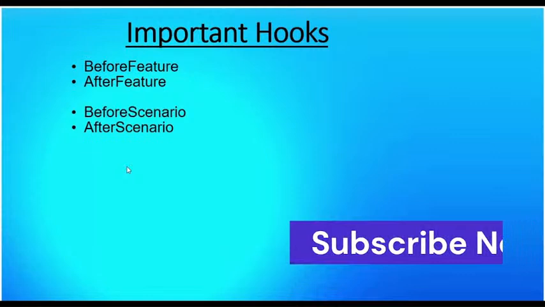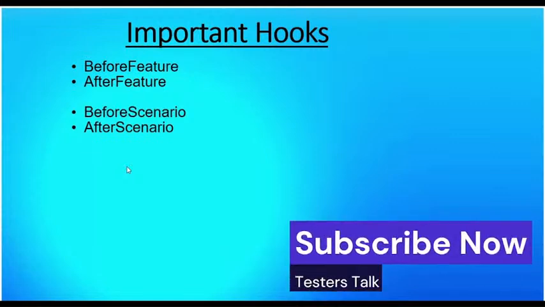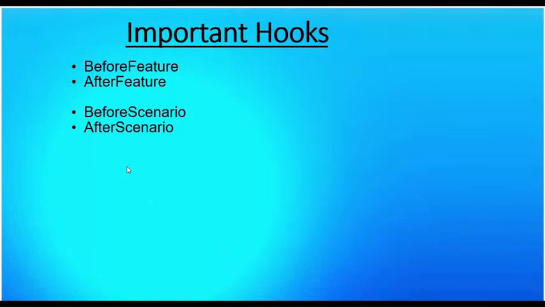And next we have before scenario and after scenario. Before executing any scenario in your feature file, this particular before scenario block will be executed. And the fourth one is after scenario. This code will be executed after executing any of the scenarios in your feature files. For example, if you want to launch the browser before executing any of the scenarios, you can write that code inside the before scenario. And if you want to close the browser after executing the scenario, you can write that code in after scenario.